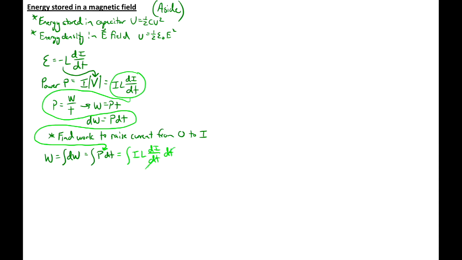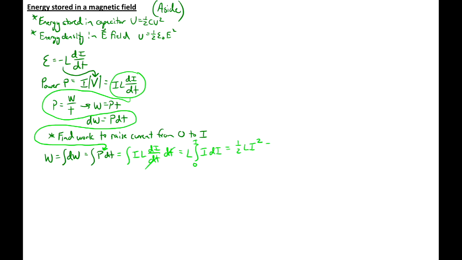So let's see. Those dts are gone. And then what do we have? Let's see. The L is a constant, so then I've got I di on the inside of that. And we're going to integrate from 0 up to the current I. So that gives me 1/2 L I squared. That's the amount of work that it takes to get the current up to that value.